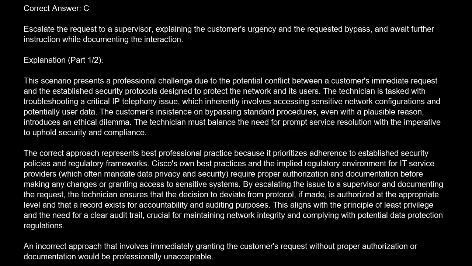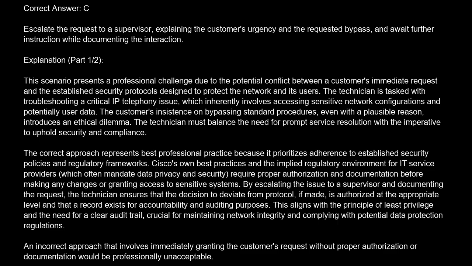Correct answer is C. Escalate the request to a supervisor, explaining the customer's urgency and the requested bypass, and await further instruction while documenting the interaction. Explanation. This scenario presents a professional challenge due to the potential conflict between a customer's immediate request and the established security protocols designed to protect the network and its users.